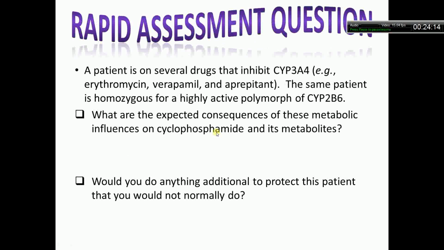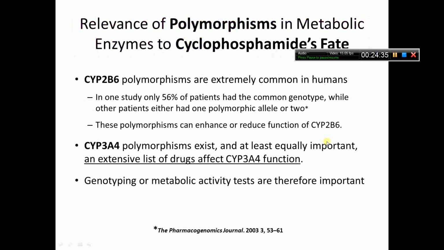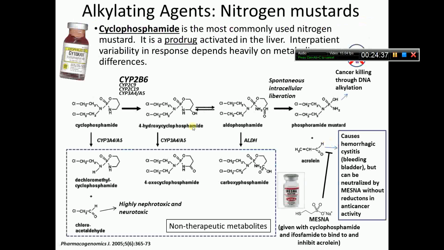Okay, and I have a question here that we answered in class. Okay, and hopefully you guys can get this. If a patient is on several drugs that inhibit CYP3A4, and that same patient is homozygous for a highly active polymorph of CYP2B6, what are the expected consequences? Okay, well that's actually quite easy, if you know this pathway.